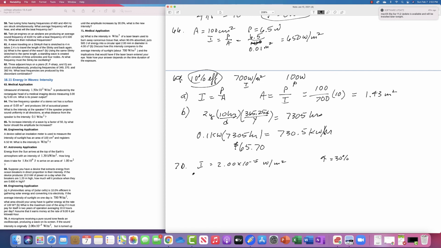Now we know from reading the book that intensity is proportional to the square of the amplitude. In other words, if you change the amplitude by a certain amount, you change the intensity by the square of that amount. So that means that the higher intensity divided by the original intensity is going to equal the new amplitude ratio squared. And so you want to know what this is. You've got 1.3 over 1 is equal to this. So I2 is going to equal 2.00 times 10 to the minus 5 times 1.3 over 1 squared. Do the math and you get 3.38 times 10 to the minus 5 watts per meter squared.